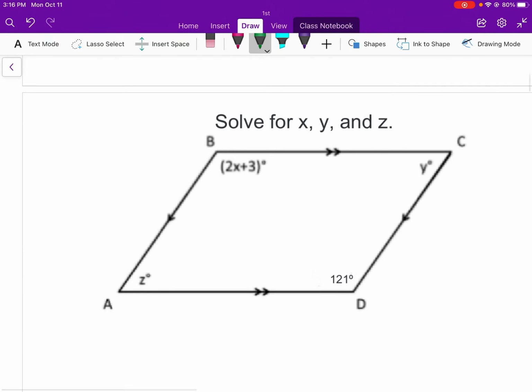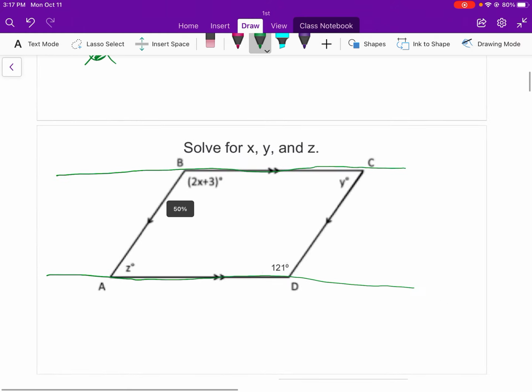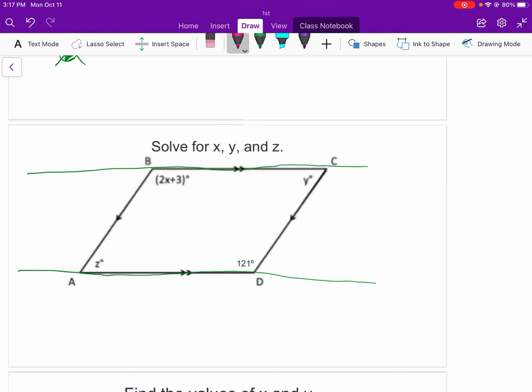So for this one, okay, the first thing that I'm going to see when I see a picture like this is I am going to extend my lines. Extend my lines. And then I'll extend them this way. I'll extend them this way. And now what we see is a double parallel intersection.